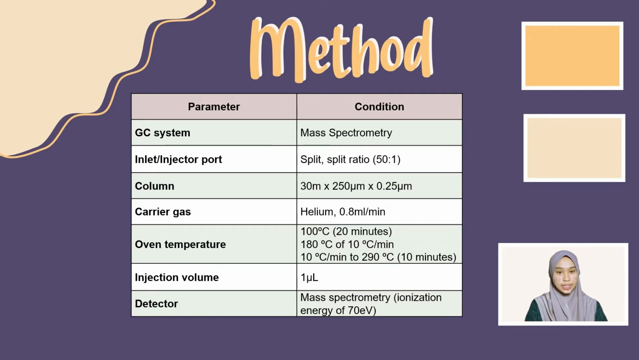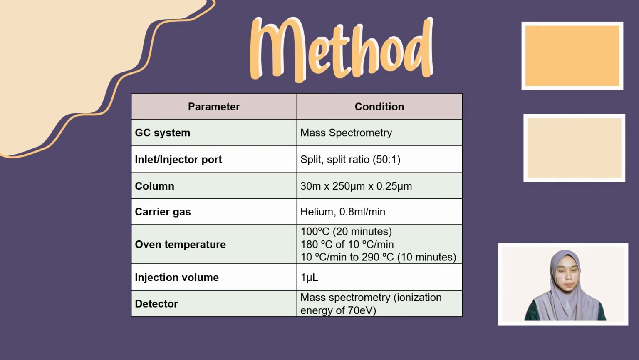Helium was used as the carrier gas at the flow rate of 0.8 mL per minute. The column temperature was programmed initially at 100 degrees Celsius, held for 20 minutes, and then increased to 180 degrees Celsius at rate of 10 degrees Celsius per minute, held for 10 minutes, and then increased to 200 degrees Celsius. The sample was diluted in hexane and 1 microliter of this solution was injected into the column.